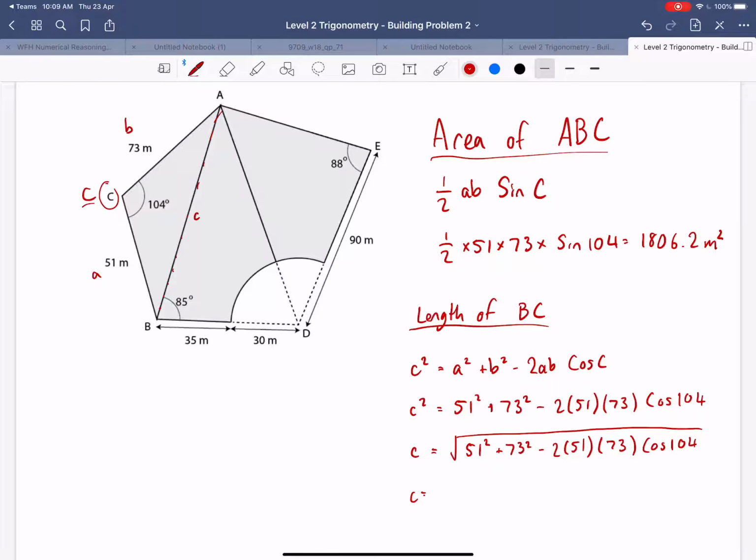So I'm just going to quickly type this into my calculator. Square root 51 squared plus 73 squared minus 2 lots of 51 times 73 times cos 104 gives me a side length of 98.6 meters. So here is now 98.6 meters.